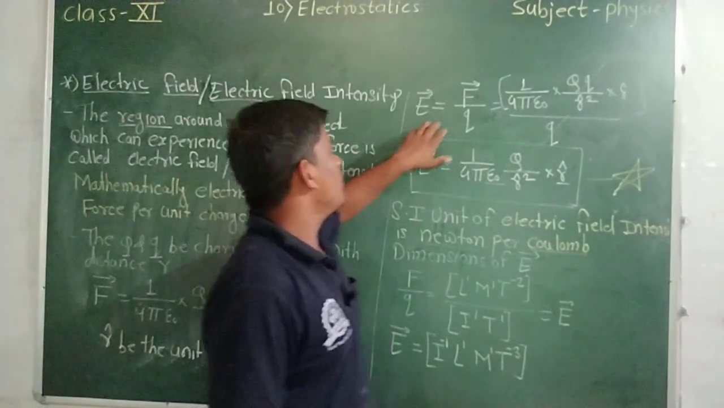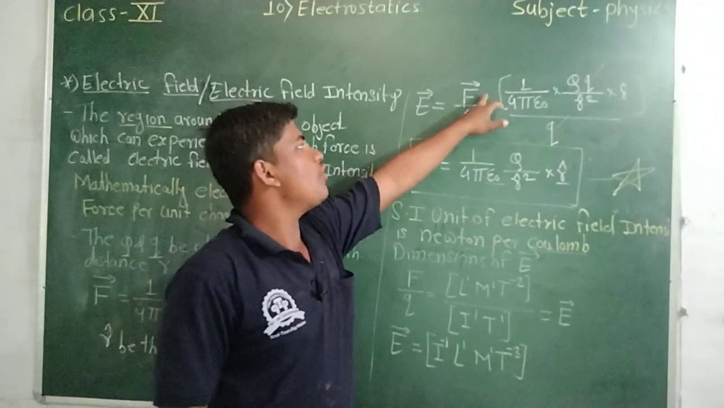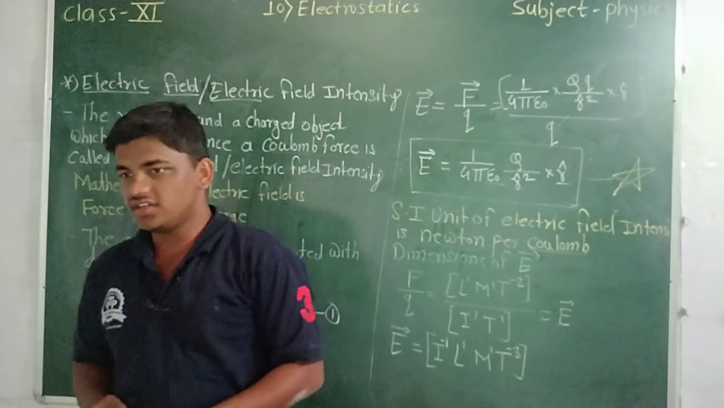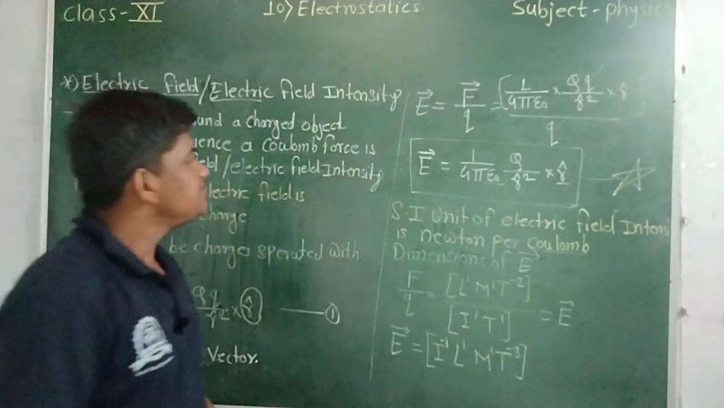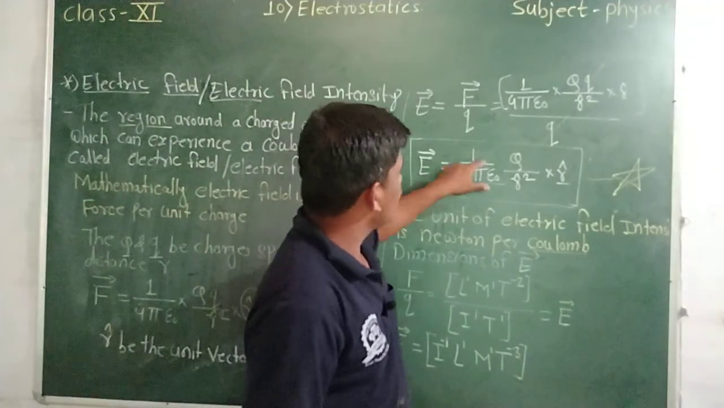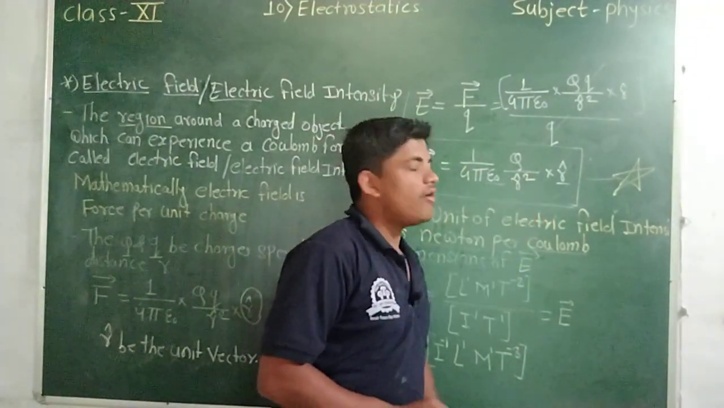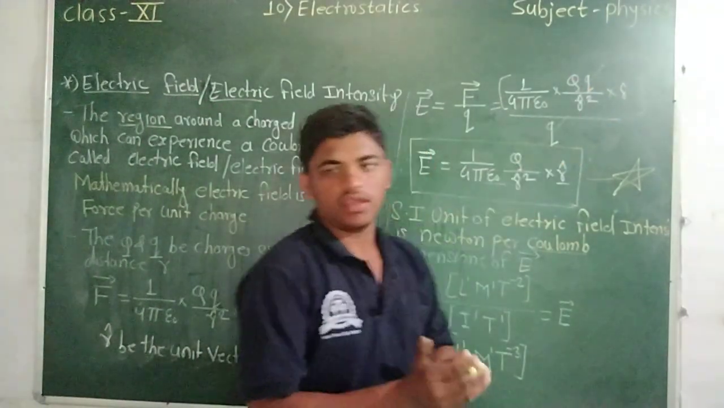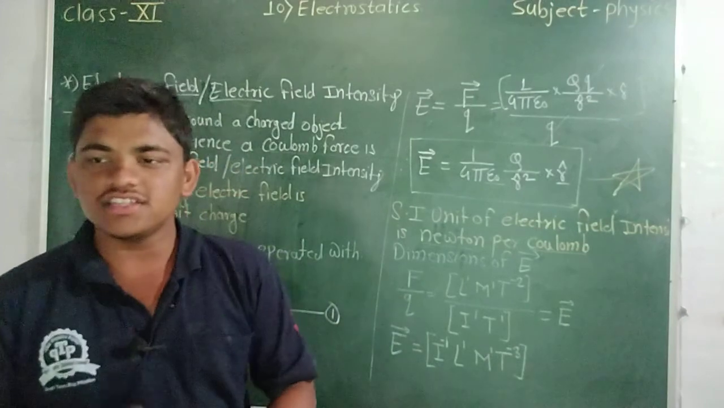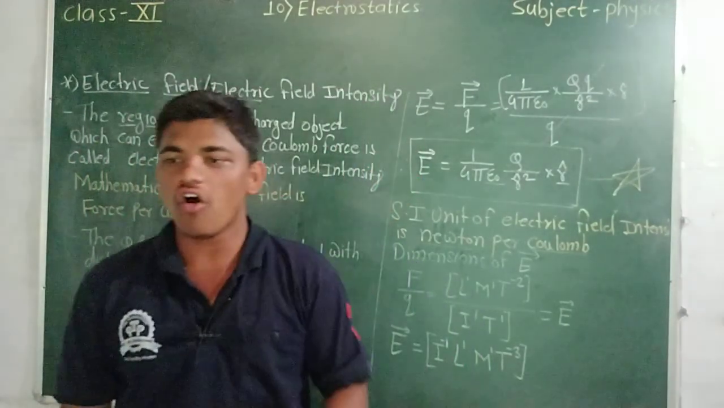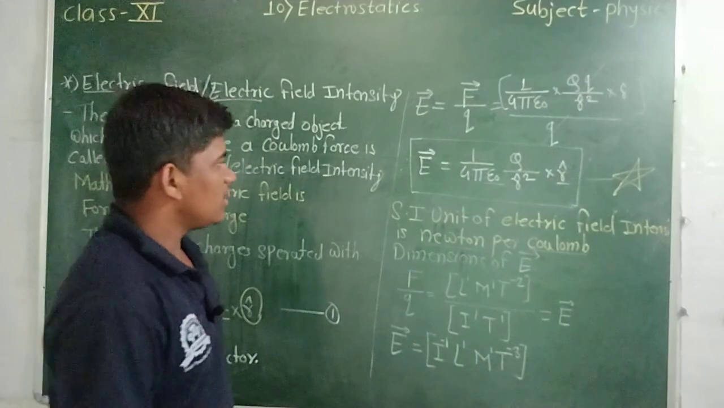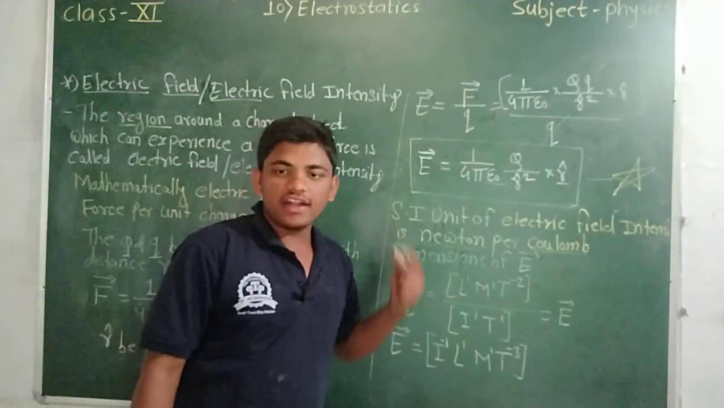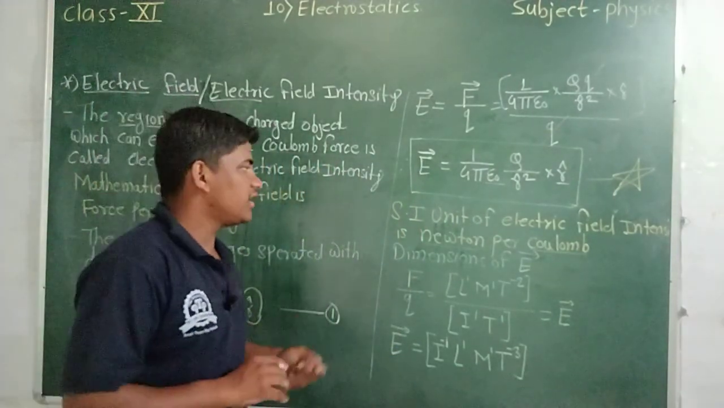Then E is equal to, mathematically, force per unit charge. Electric field is the force per unit charge, so electric field is equal to 1 upon 4 pi epsilon 0 Q upon r square into r cap, and we cancel the same q here. The electric field exists around the charges irrespective of the presence of any other charges. Then force and electric field are both in vector form.